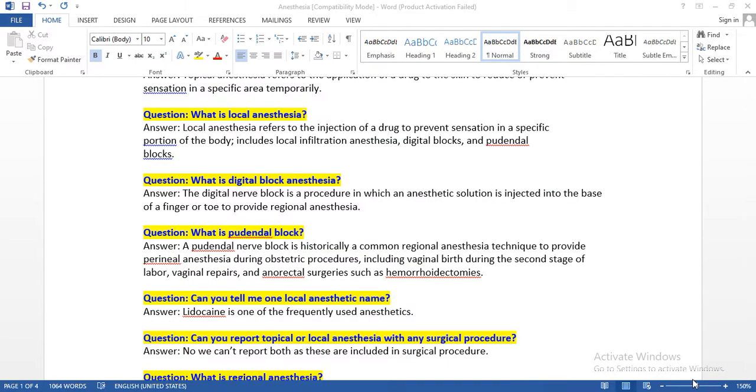So, what is local anesthesia? Local anesthesia refers to the injection of a drug to prevent sensation in a specific portion of the body, and includes local infiltration anesthesia, digital blocks, and pudendal blocks. All these come under local anesthesia. So, it is related to a specific area of the body.